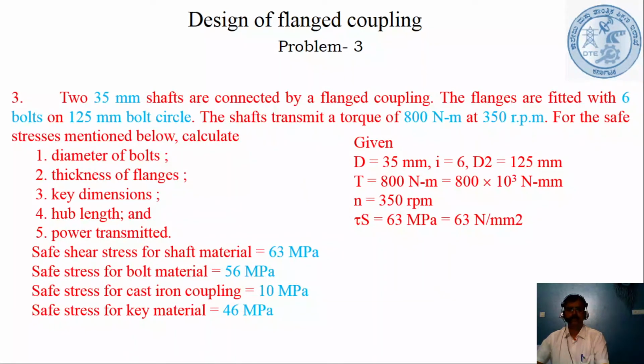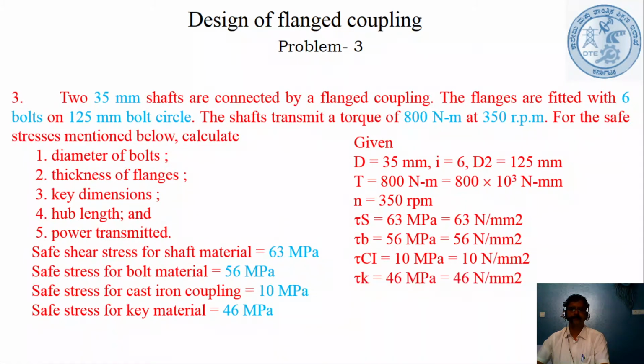And shear stress for the shaft material is 63 megapascal, that is 63 Newton per millimeter square. Shear stress for the bolt material is 56 megapascal, that is 56 Newton per millimeter square. Shear stress for the cast iron flange is 10 megapascal, that is 10 Newton per millimeter square. And shear stress for the key material is 46 megapascal, that is 46 Newton per millimeter square, because 1 megapascal is equal to 1 Newton per millimeter square.